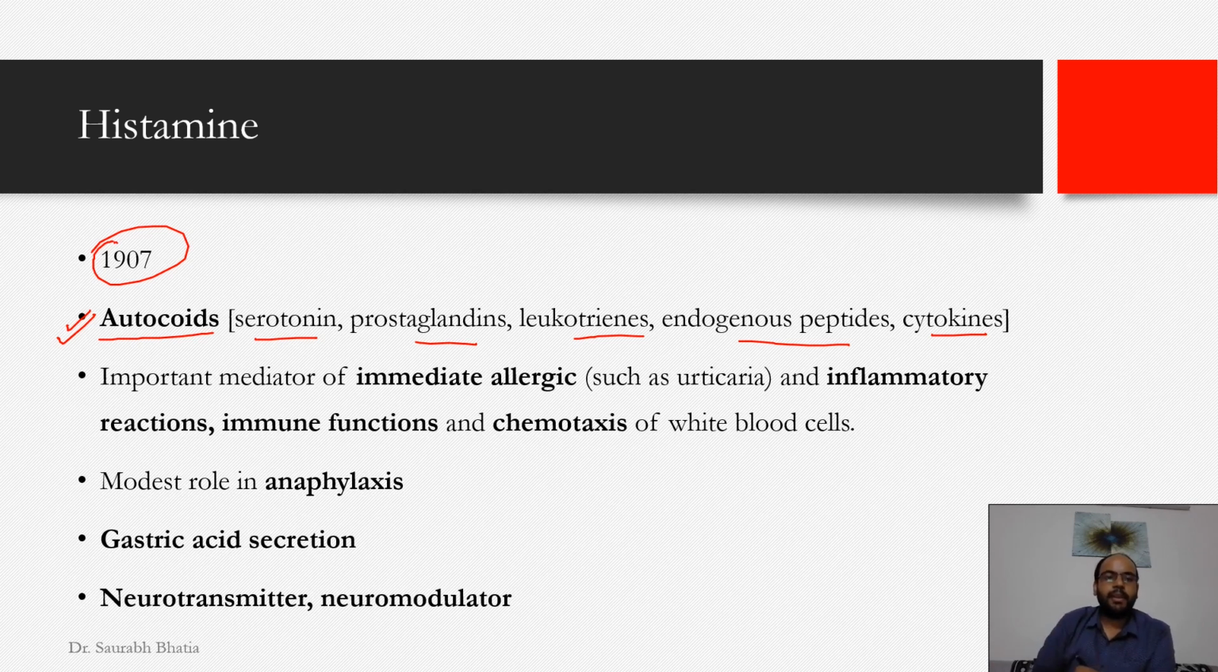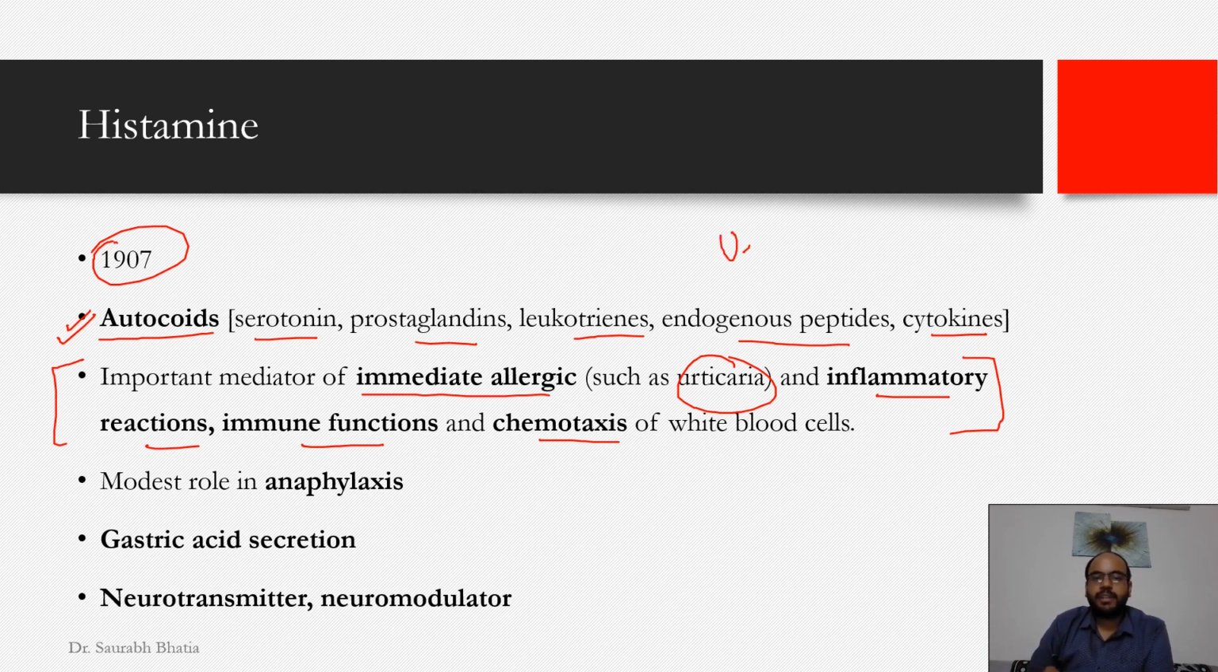Histamine is an important mediator of immediate allergic reactions such as urticaria and inflammatory reactions, immune functions, and chemotaxis of white blood cells. Now this statement is very important. The most important function of histamine is urticaria, which is one of the most important indications for antihistamine. But additional effects have also been seen on inflammatory reaction, particularly pertaining to chemotaxis of inflammatory cells.